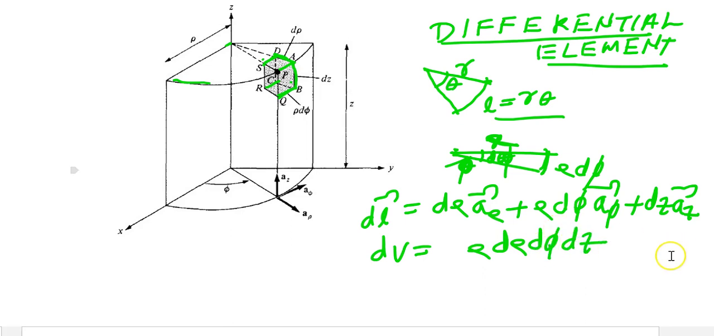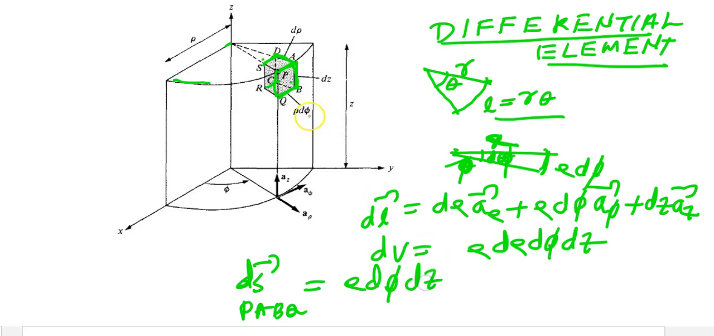Now the important term comes: the differential area. Check this differential area, that is ds. What is that? For the surface PABQ, it is rho d phi times dz, and the unit vector normal to this surface, outward, is a_rho.